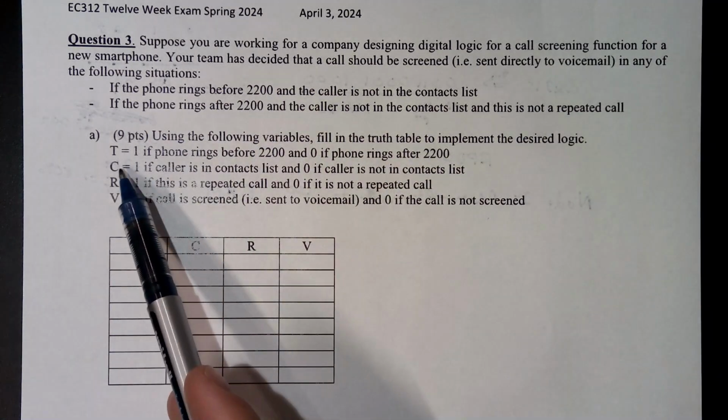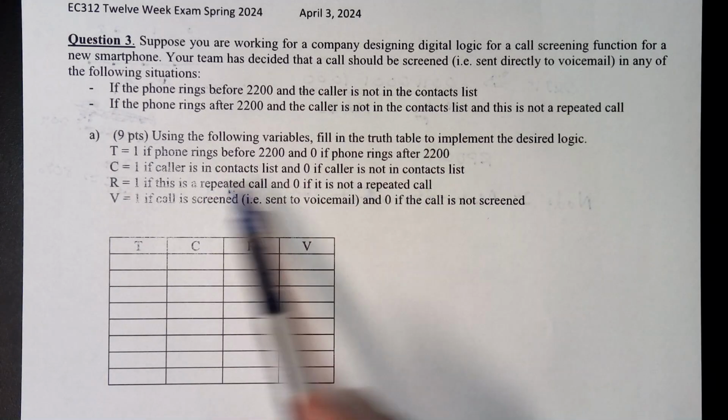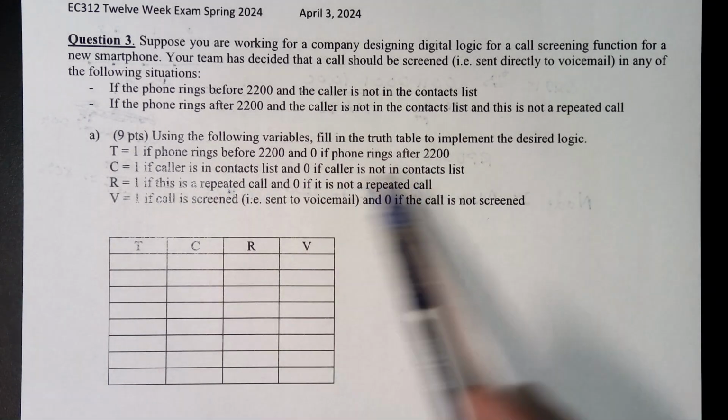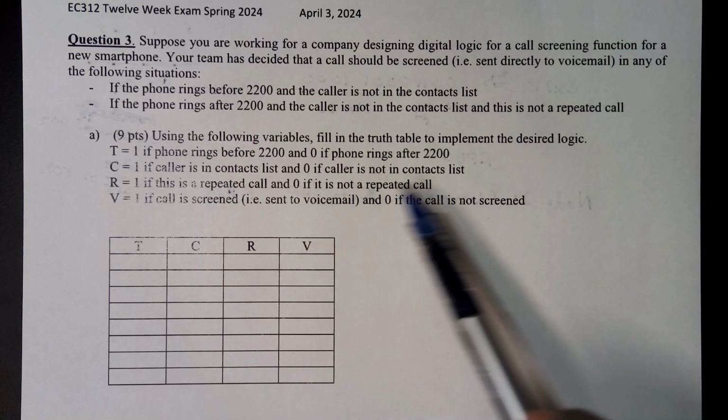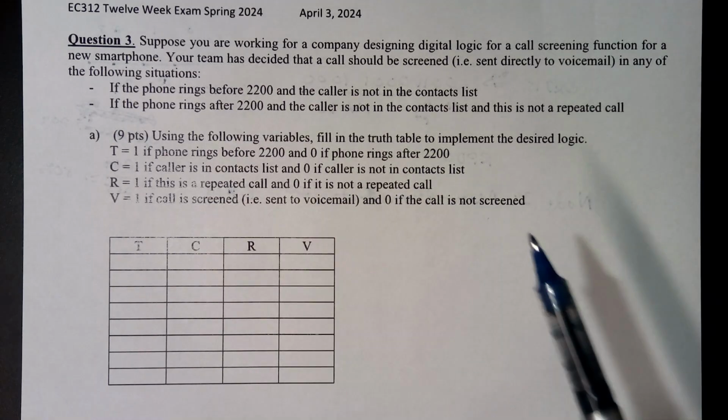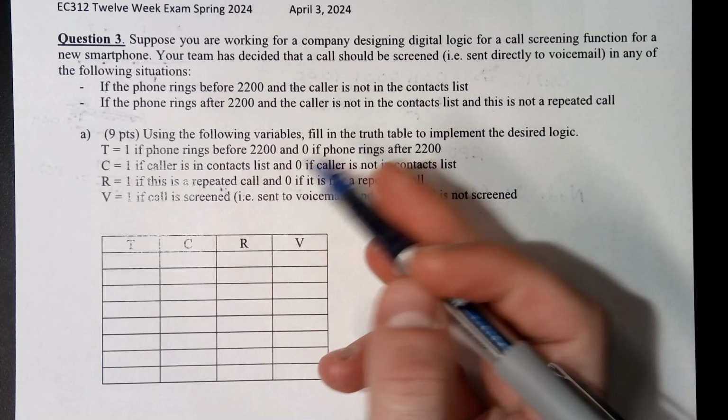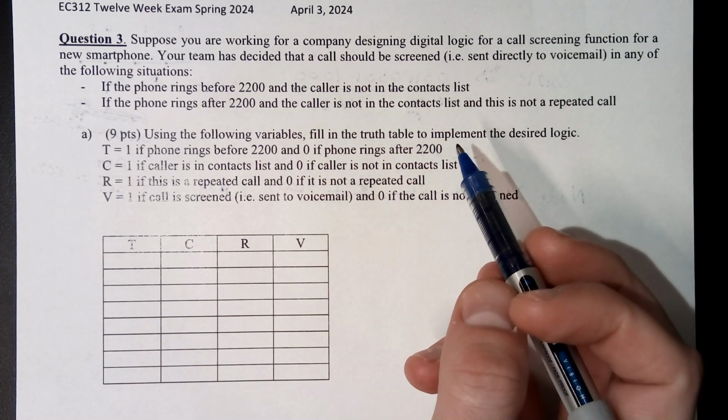And we've got a couple variables here: whether the phone rings before or after a time, if the caller's in the contacts list or not, if it's a repeated call or not, and then if the call is screened or not. So we've got to fill in this table to implement the desired logic.